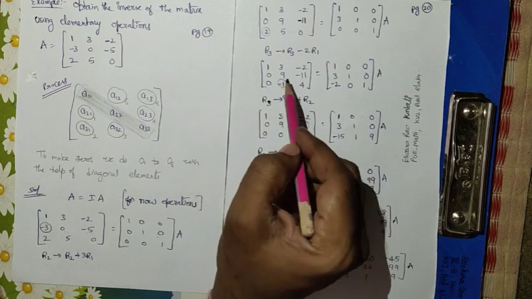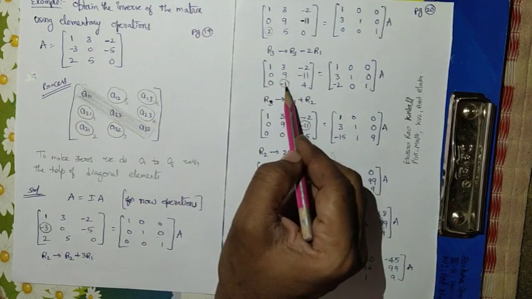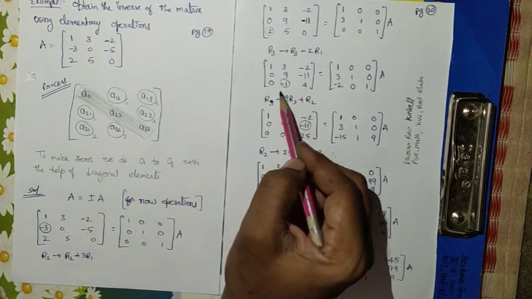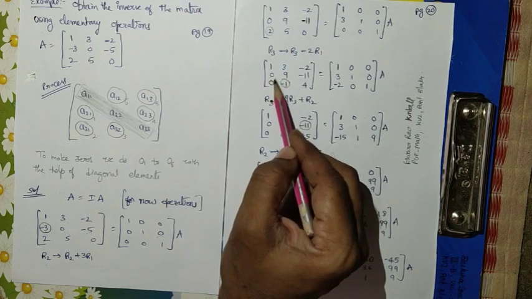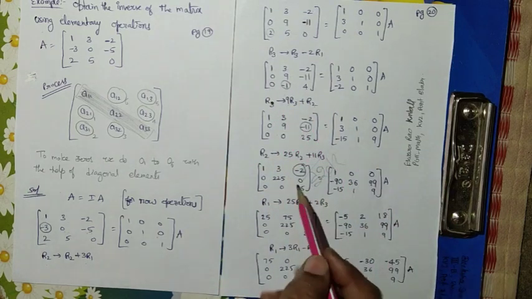I cannot take the help of, for example, this -1 I wanted to make as 0. I cannot take the help of this 3. Because if I take the help of this 3, I may get 0, but this 0 also will be affected, because this 1 and 0 will be added or subtracted. So now, the next operation is to make -2 a 0.